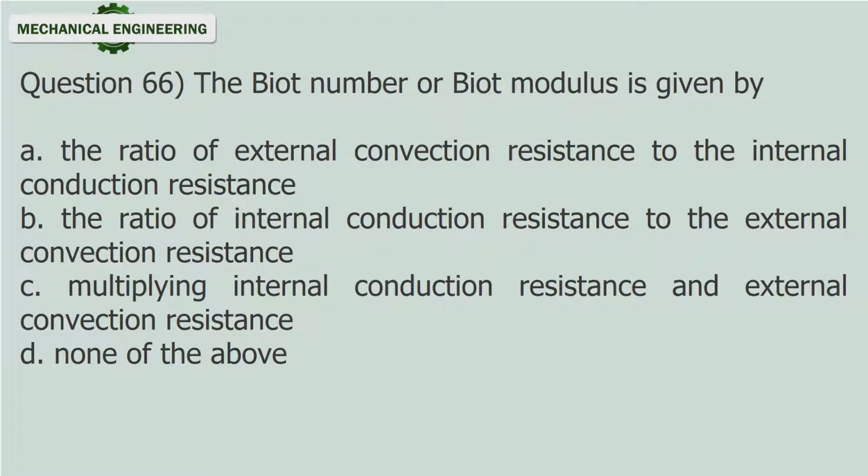Question 66. The Biot number or Biot modulus is given by A. The ratio of external convection resistance to the internal conduction resistance. B. The ratio of internal conduction resistance to the external convection resistance. C. Multiplying internal conduction resistance and external convection resistance. D. None of the above.